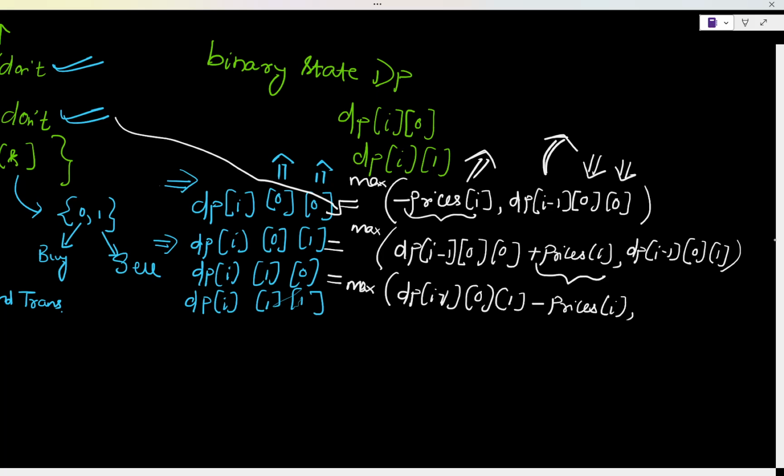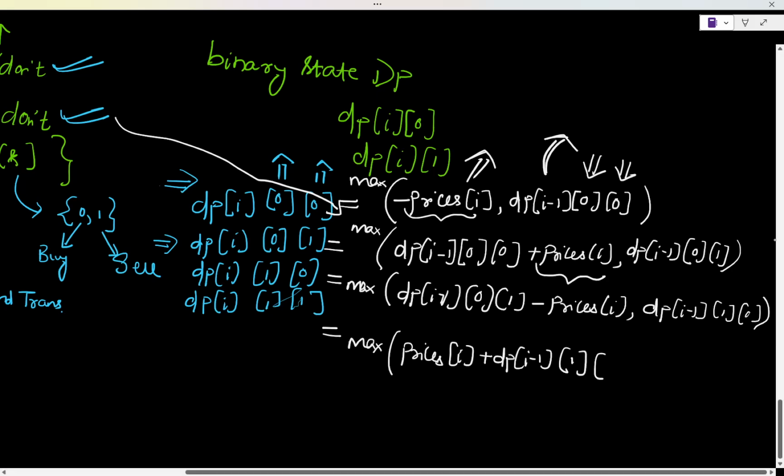I am buying for the current transaction. Either you do that, or as usual, you don't buy at index i for the second transaction. That means you must have bought it earlier. So dp of i minus 1 for the second transaction, you have done a buy somewhere earlier. You have two choices for the final dp state. Either we do a sell at the current position, prices of i will be added, but it will be added to a buy for the second transaction. So dp of i minus 1, second transaction, buy.